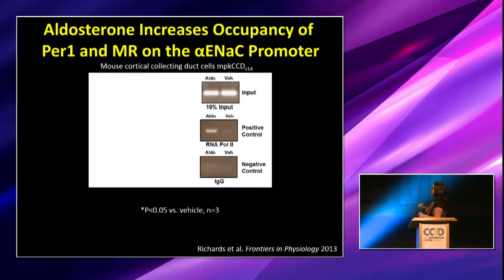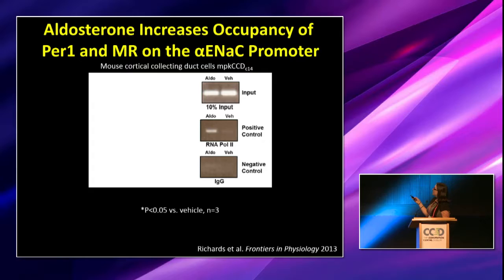We used cortical collecting duct cells, and we treated those with either vehicle or aldosterone. This is our chromatin immunoprecipitation input showing equal amounts of samples. Our positive control, we did an immunoprecipitation for RNA polymerase 2, which is a marker of active transcription, and you can see that that signal is definitely increased with the aldosterone treatment.